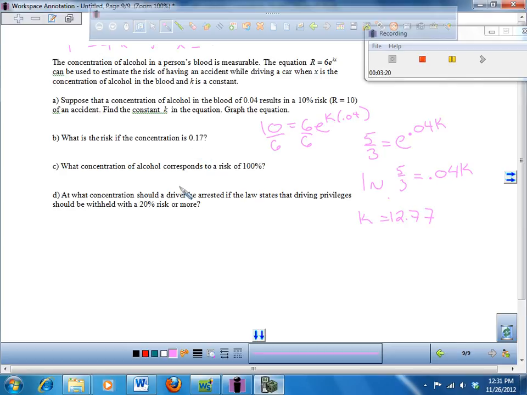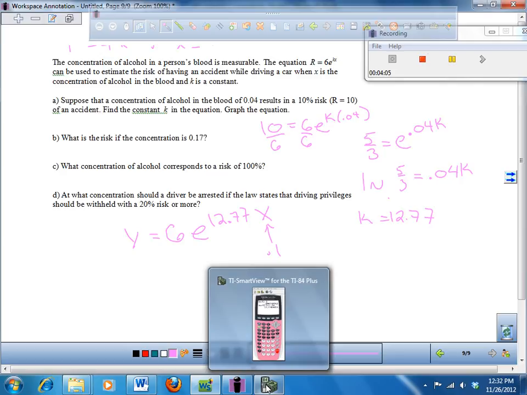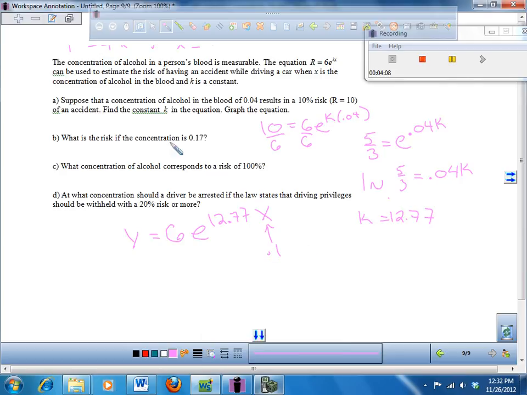Then I can use that to figure out the risk if the concentration is 0.1. So now I know that y equals 6 e to the 12.77x, and x is the concentration. I'm going to plug in when the concentration is 0.1. Everyone's with me here? I get 0.17. I thought that was nice.